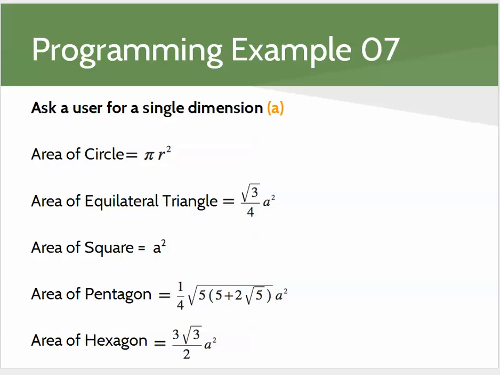So programming example 7, I'm asking you to collect a single dimension from the user. So one value. We'll call it A. We can really define it as anything that we want. And from that one dimension, I want your program to print out a variety of areas. The area of a circle, the area of an equilateral triangle, a square, a pentagon, and a hexagon. So a total of 5 different outputs based on the same individual input.